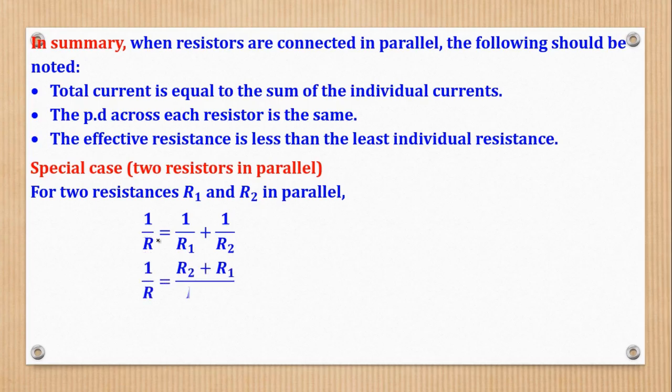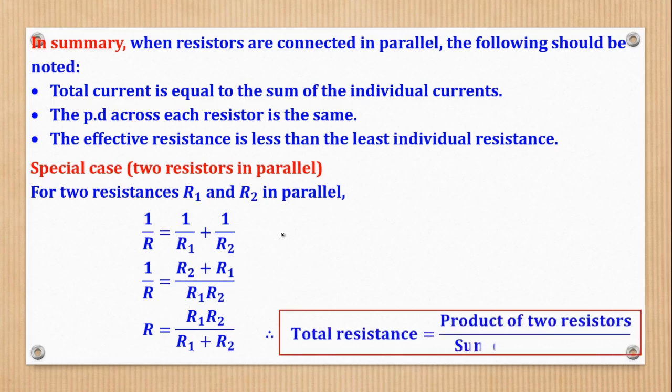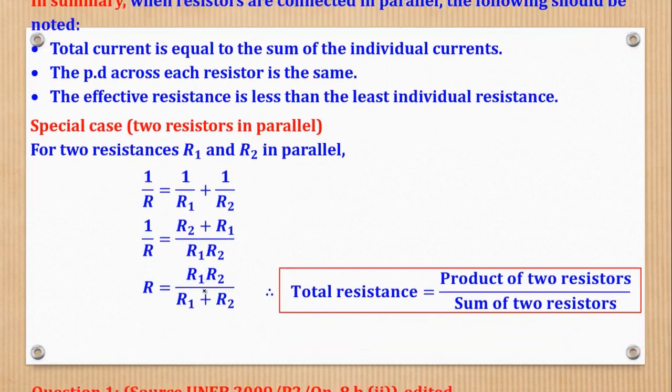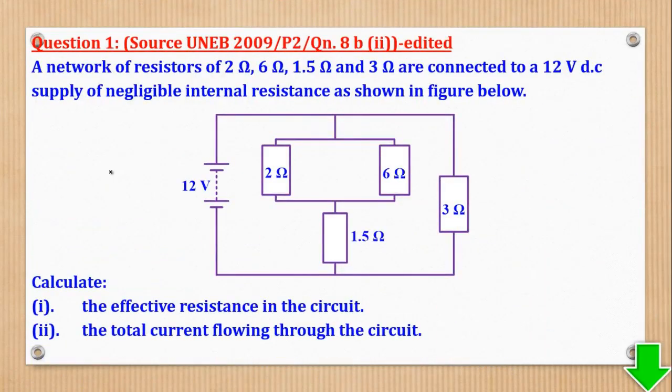So I'll get the LCM and then get the reciprocal to give you product over sum. So that is a special case: if two resistors are in parallel, you don't need to first go through these steps to get the total resistance. What you need to do is remember that total resistance is equal to product over sum of the two resistors. And that's what we shall be using in our calculations.